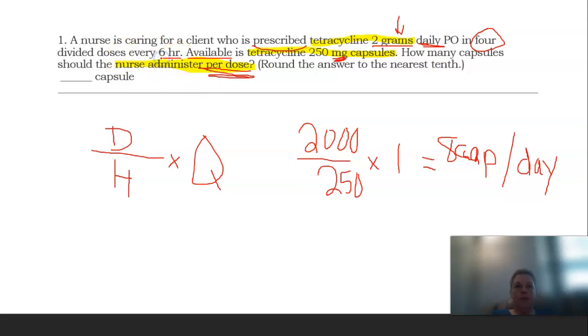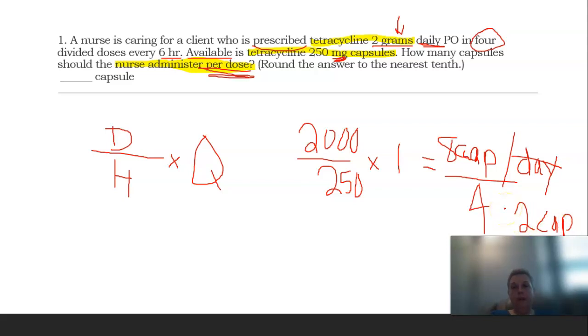It's nice. It tells you. So every 6 hours would be 6, 12, 6, 12. So I'm going to walk in the room 4 times. So then I'm just going to go ahead and divide this by 4. And then I've taken care of my per day. Now I can say 2 caps. Every time I walk in that room, I need 2 capsules with me.